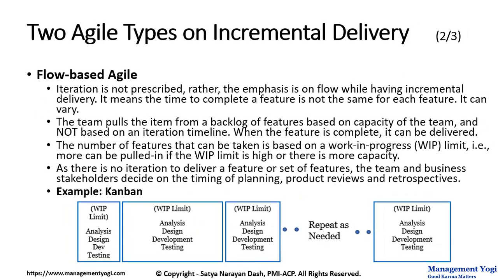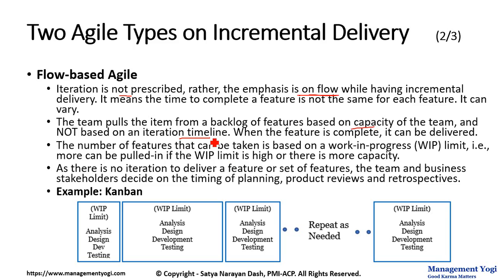Another Agile type based on incremental delivery is flow-based Agile. Here, the iteration is not prescribed. Rather, the emphasis is on flow while having incremental delivery. It means the time to complete a feature is not the same for each feature. Some features might take 2 weeks, some might take 5 weeks or 6 weeks. It can vary. The team pulls the item from a backlog of features based on the capacity of the team and not based on the iteration timeline.